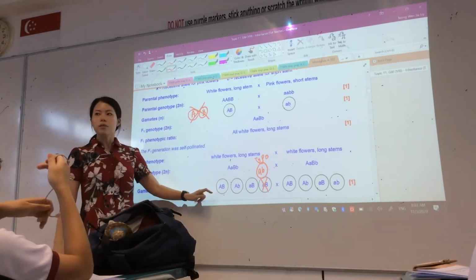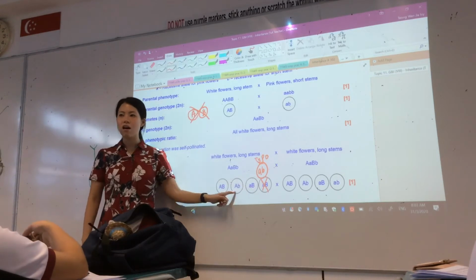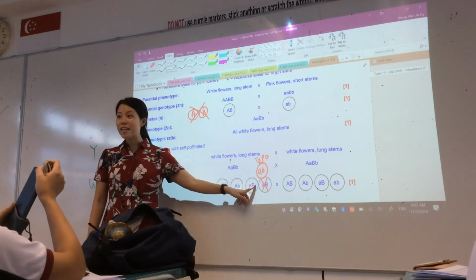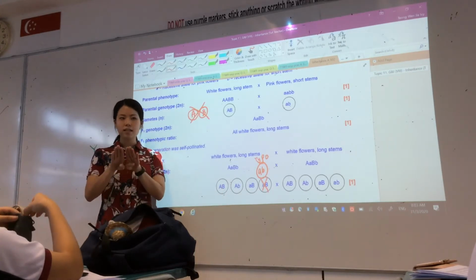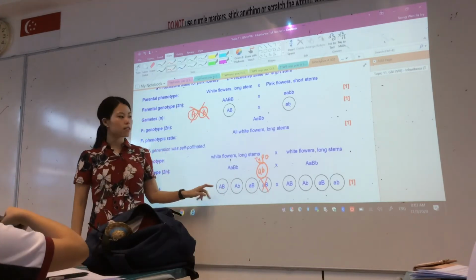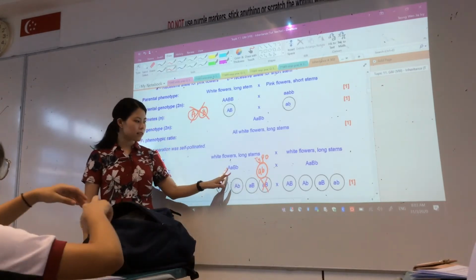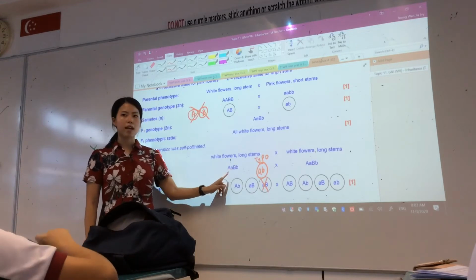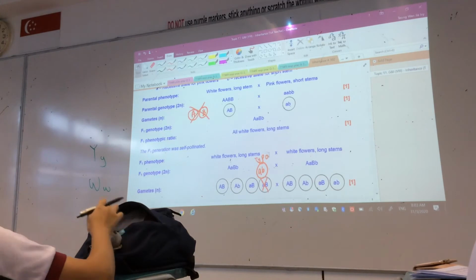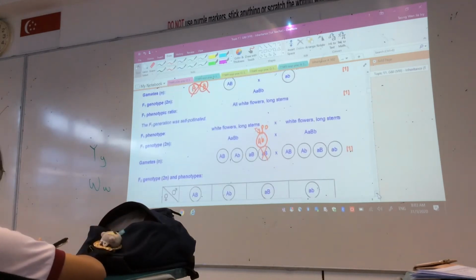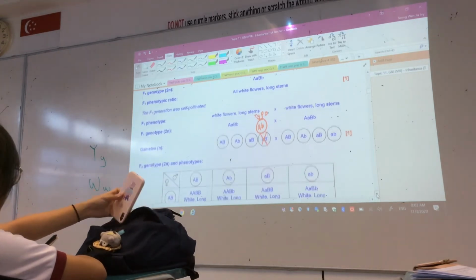Alright, so why are there 4 possible gametes formed? Due to Mendel's law of independent assortment and segregation. Remember? Because your homologous chromosomes can arrange in different ways on the metaphase plate, you're going to have 4 different types of gametes formed, because the alleles of each gene can combine with each other in different ways. I hope you know already. Based on this, you have to draw a Punnett square to show the F2 genotype and phenotype.